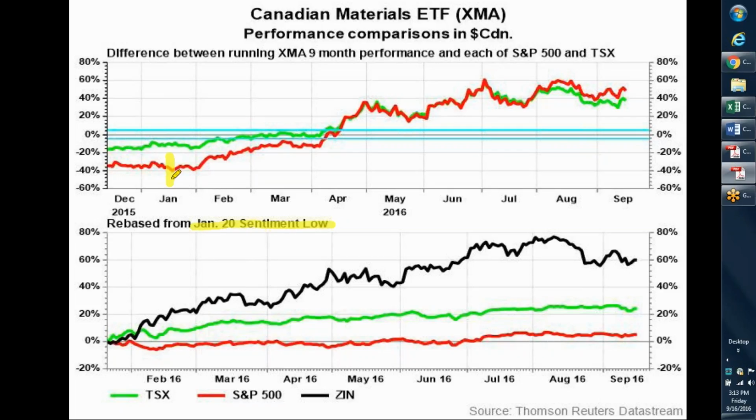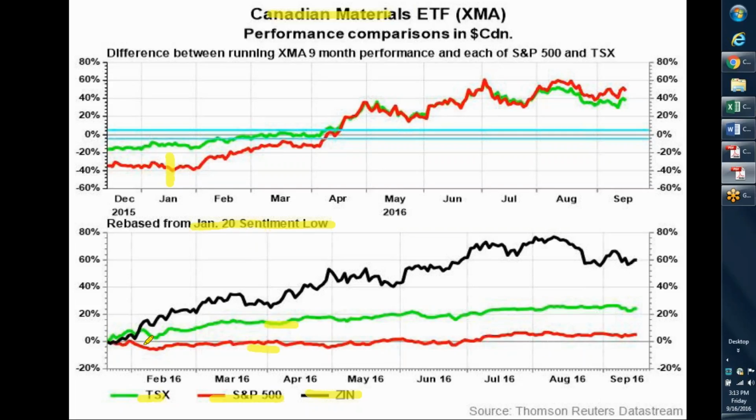So from that point onward, this chart below will tell us how each of these things are doing. The Canadian Materials ETF, which is in black, the US market in red, and the Canadian market in green. And we rebase this so that we start out on even footing on a percentage basis.